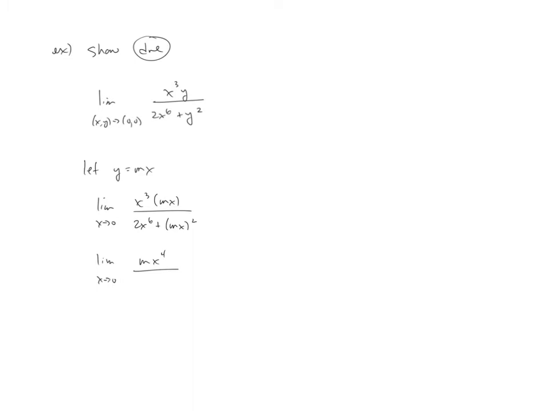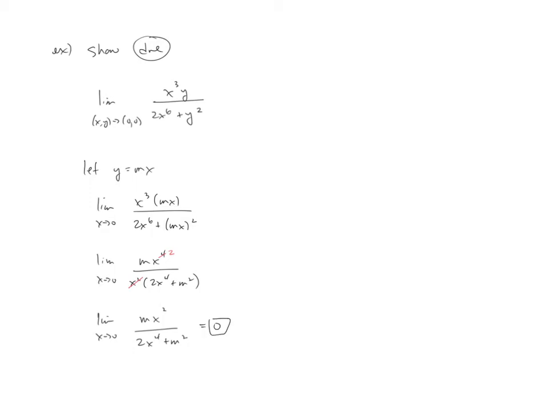Now, if you simplify this, which it does simplify quite nicely, we're going to get mx to the 4th. In the denominator, you've got an x to the 6th here and an x squared here, so you can take out an x squared. That gives us 2x to the 4th plus m squared. Now, the x squared and 2 of these go away, leaving us with the limit as x approaches 0 of mx squared over 2x to the 4th plus m squared. If we evaluate now at 0, we get 0 over m squared, so we get a 0.